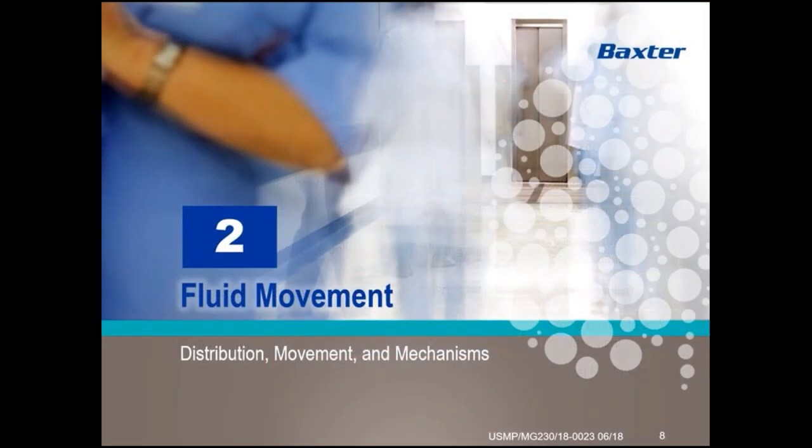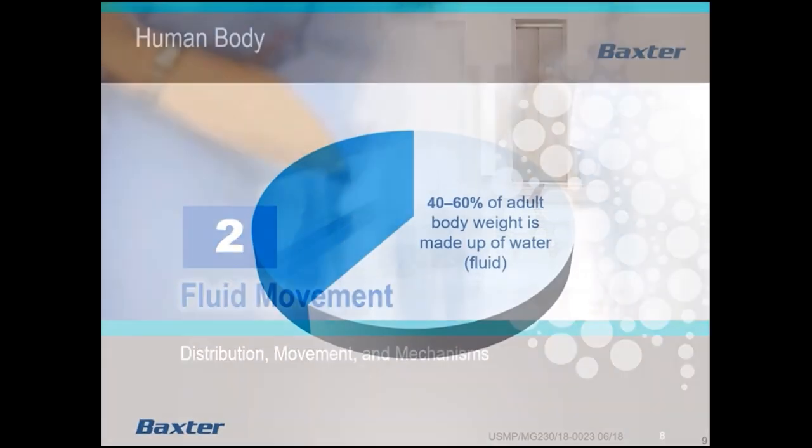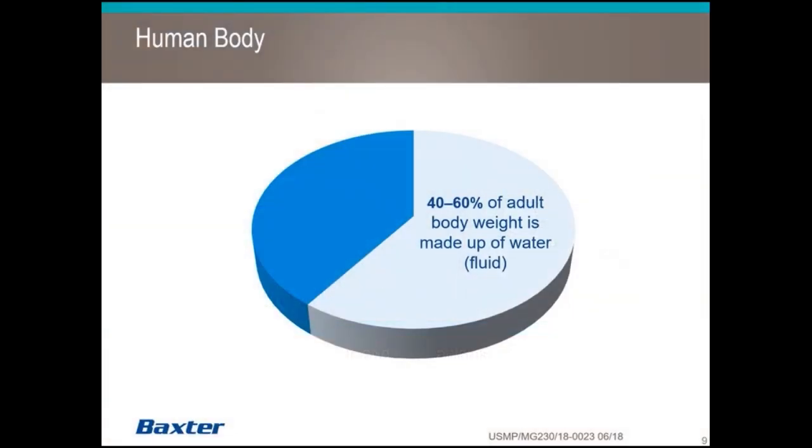Next, we're going to discuss fluid movement, the distribution, movement, and mechanisms of fluid movement within our body. As most of you already know as nurses, the human body is made up of about 40 to 60% water or fluid in the adult population. This, of course, can vary based on gender and other characteristics. For example, an infant or neonate is closer to 70 to 80% water.